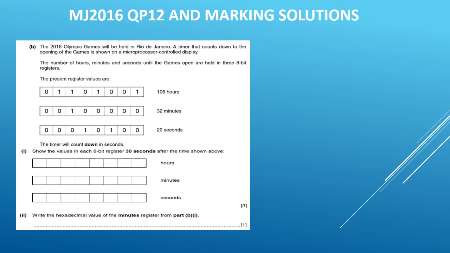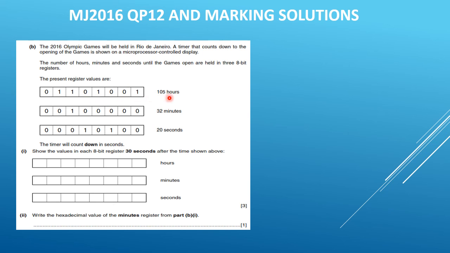Now let's solve the B part. The 2016 Olympic Games will be held in Rio de Janeiro. A timer that counts down to the opening of the games is shown on a microprocessor-controlled display. The number of hours, minutes, and seconds until the games open are held in 3 8-bit registers. The present register values are given in this register.